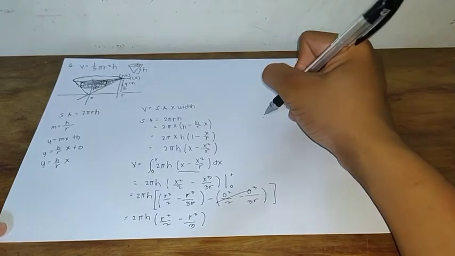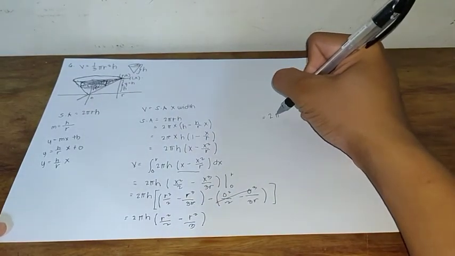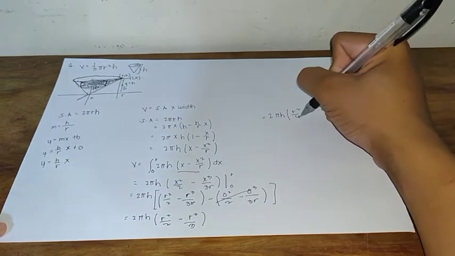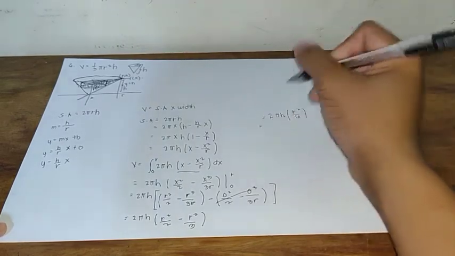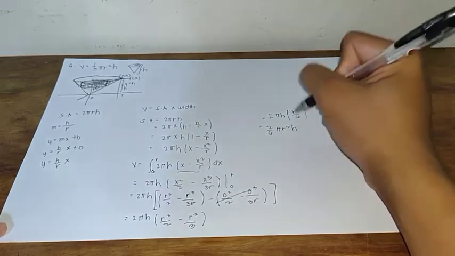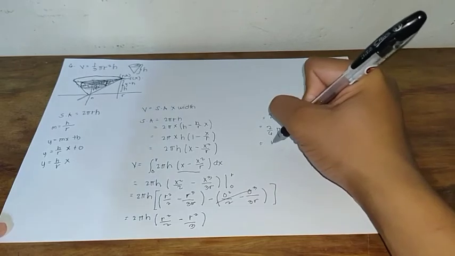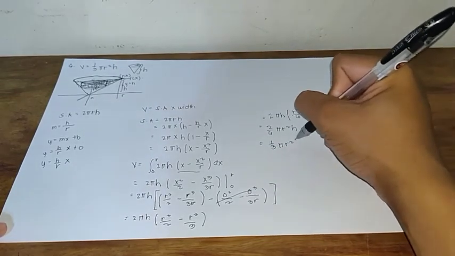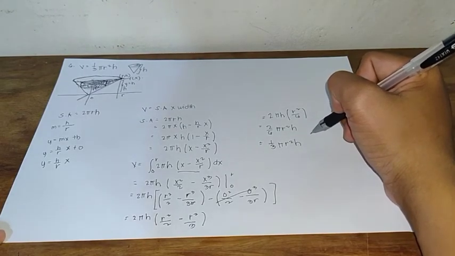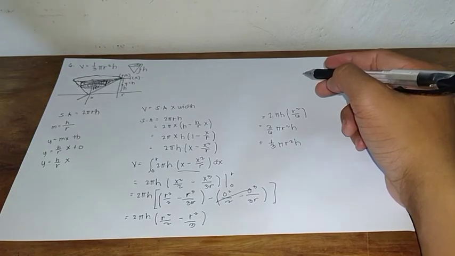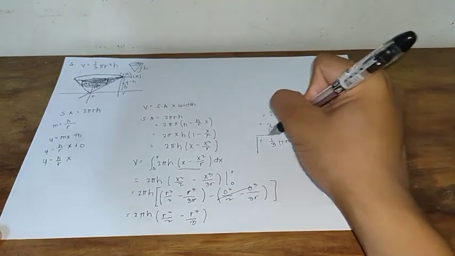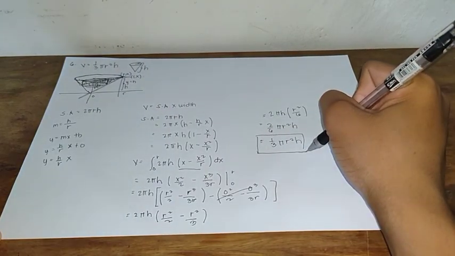Bali, magiging 2 pi h times r squared over 6. So, multiply natin, bali magiging 2 over 6 pi r squared h, or simplify pa natin, 1/3 pi r squared h. So, na-prove natin na ang formula in getting the volume of a right circular cone is ito, using shell method.